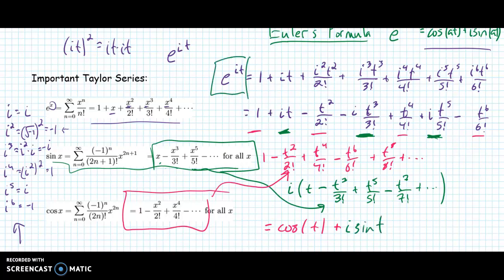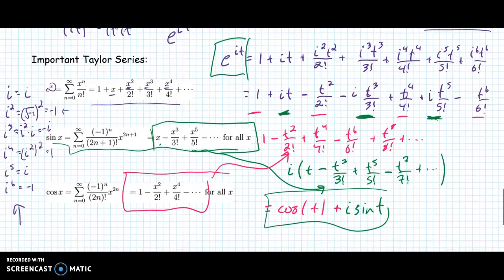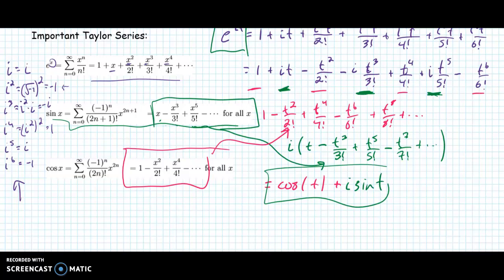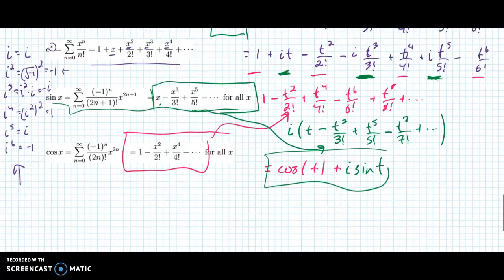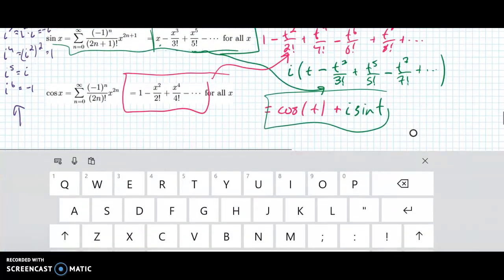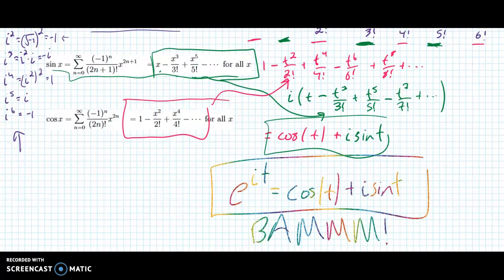And look, what did we start with? We started with e to the it, and we got this. So all we did was use some Taylor series to prove Euler's formula. And all we got to do now is throw a little a in there, and it'll work. And I've proved it to you. Oh, my gosh, and there it is. Bam. e to the it is cosine t plus i sine t. It's always true.